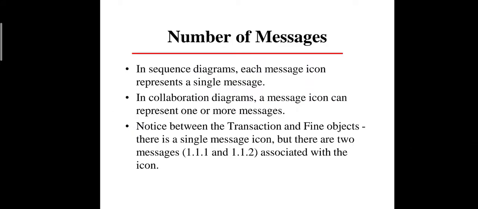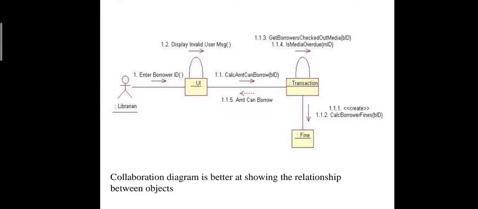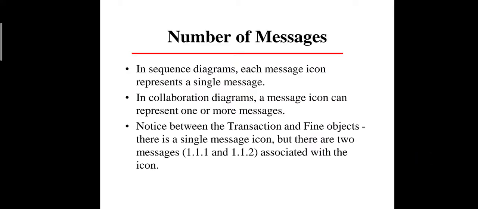Number of messages. In a sequence diagram, each message icon represents a single message. Whereas in a collaboration diagram, a message icon can represent one or many messages. As shown in the figure, between the transaction and fine object, there is a single message icon, but there are two messages, 1.1.1, that is create, and 1.1.2, that is calculate borrower fines. They are associated with the icon.